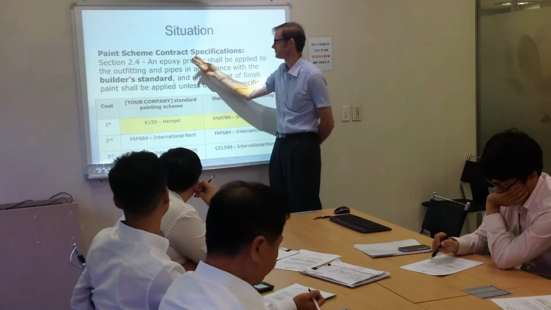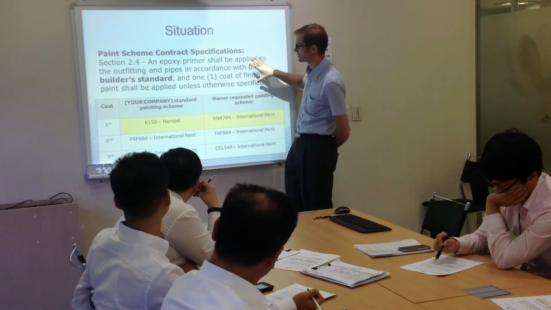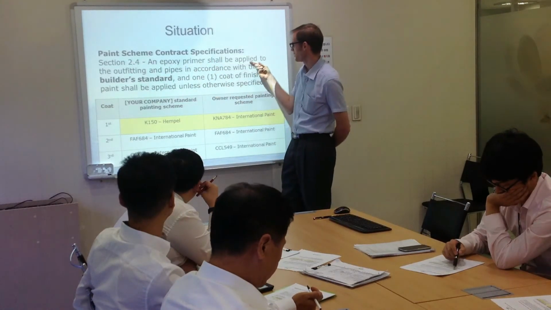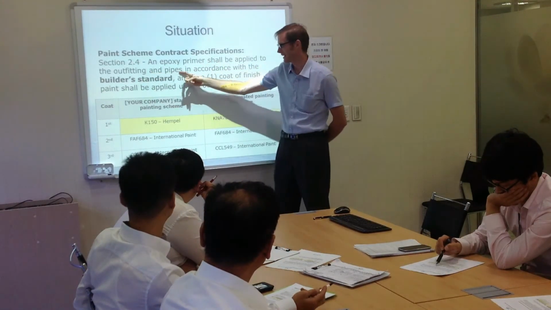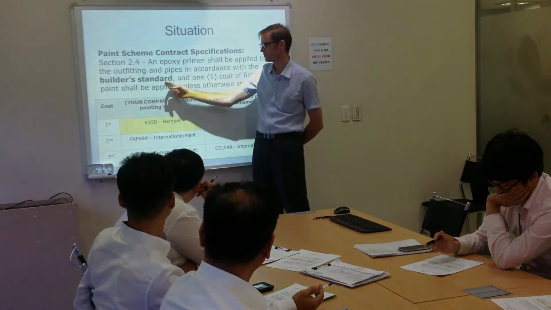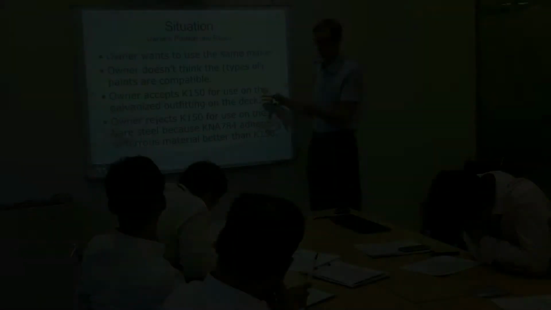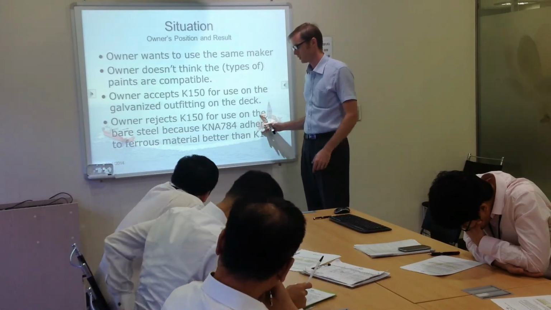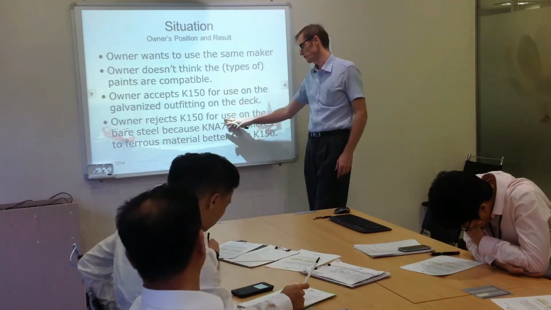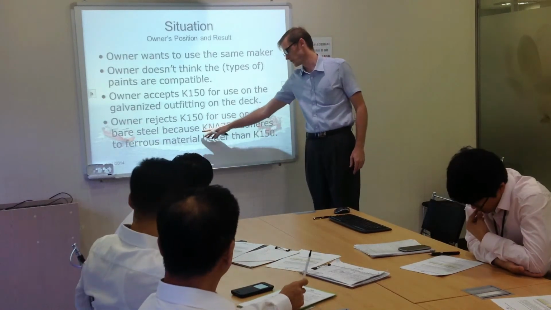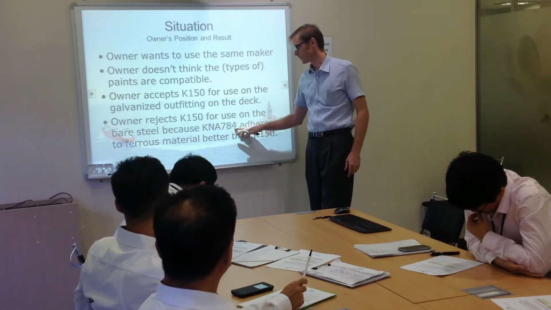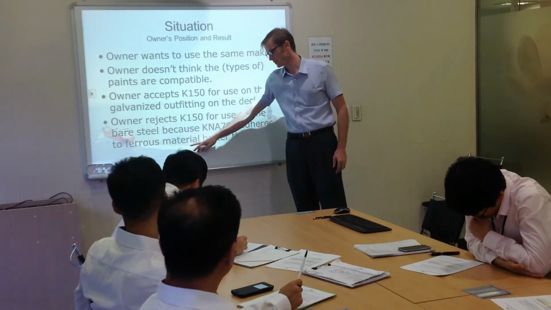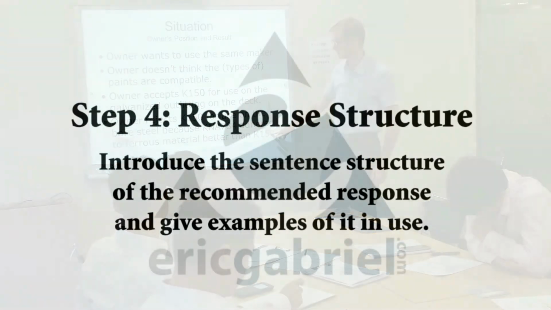So the paint scheme contract specification states this. So this is the section: an epoxy primer shall be applied to the outfitting and pipes in accordance with the builder's standard. This is the solution that came up in this situation. At the beginning, the owner rejects K150 for use on the bare steel because the international paint adheres to ferrous or iron material better than K150.